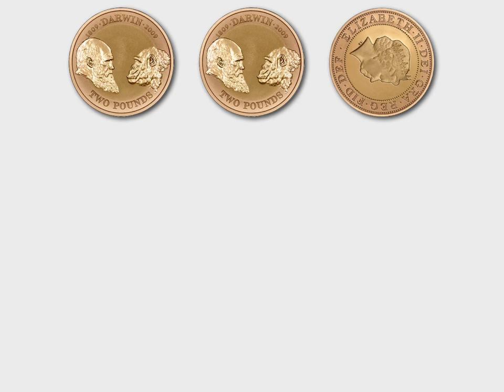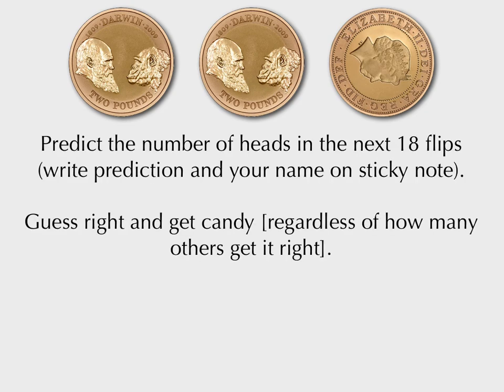here I have a coin. Actually, I used a penny, where I got heads, heads, tails on the first three flips. I want you to write a prediction of, over the next 18 flips, how many heads will we get? Rachel's seen this before in class.